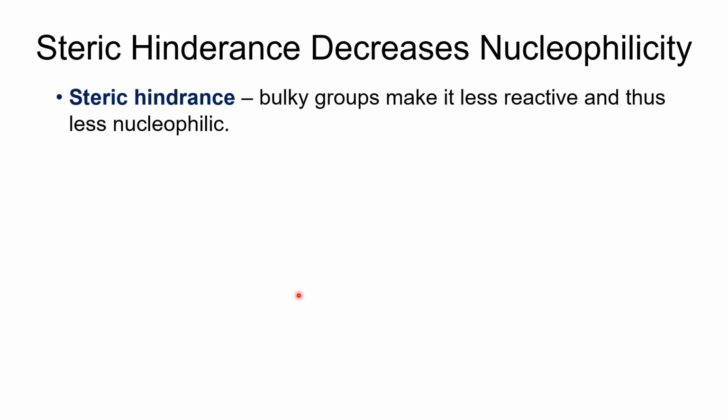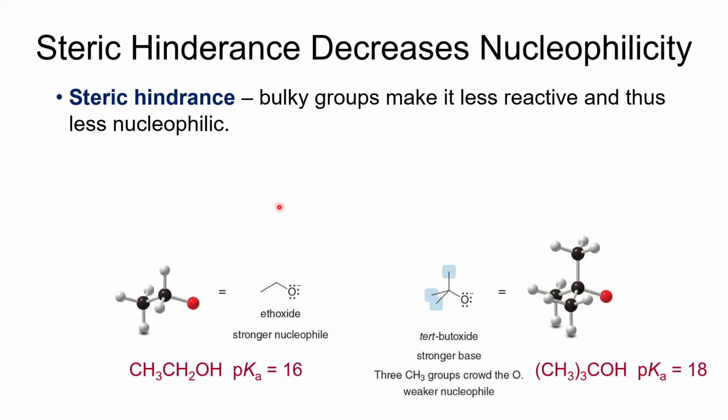Now, one situation where basicity and nucleophilicity don't match up is when we have steric hindrance. Steric hindrance is where bulky groups make it less reactive and thus less nucleophilic, and it slows down the rate of reaction. Here, the pKa of ethanol is 16. Its conjugate base, ethoxide, is a pretty good nucleophile. With a pKa of 16, this is a pretty strong base, and therefore it's also a good nucleophile.